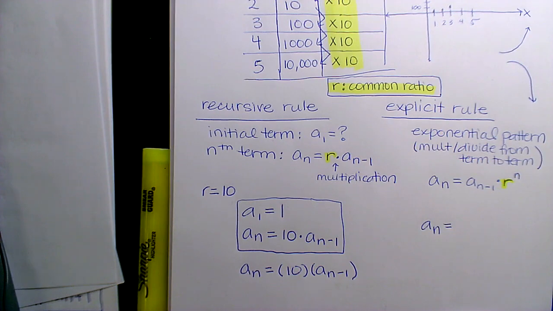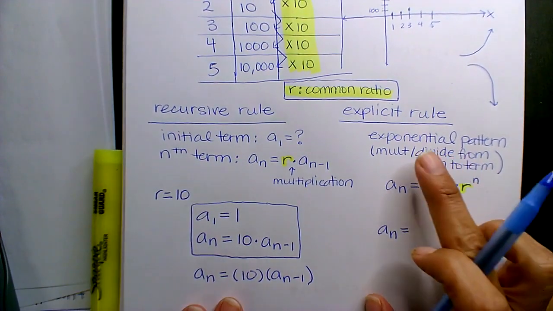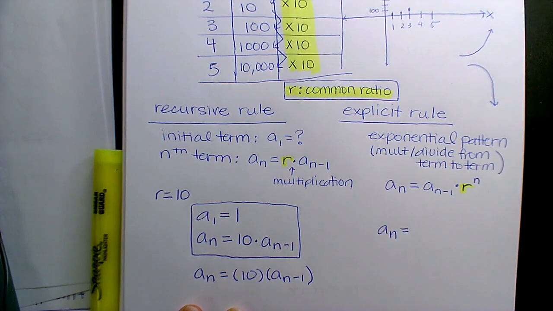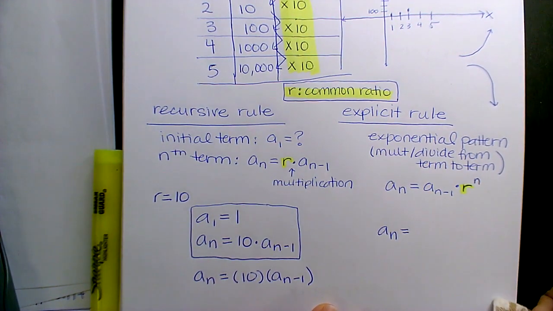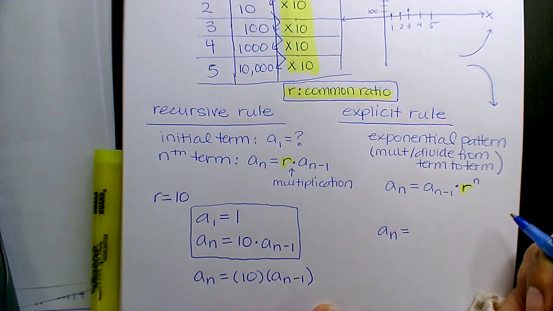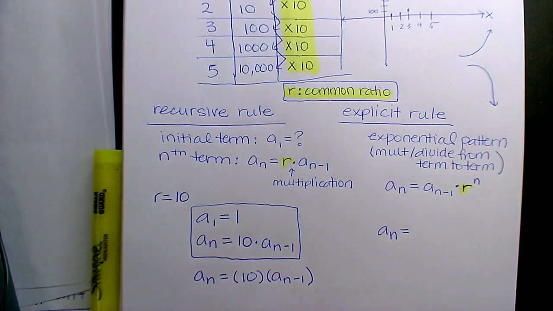Okay, go to explicit. All right, explicit rule is this is an exponential pattern. It's your... oh, why did I do an minus 1, you guys? That's supposed to just be the initial term. Yeah, I was doing recursive right here. Let me pause it and let me write it.